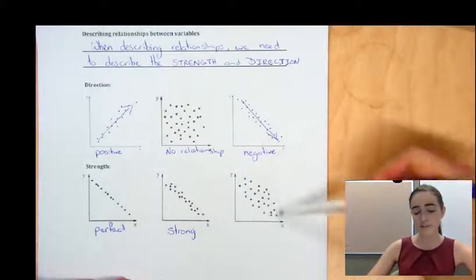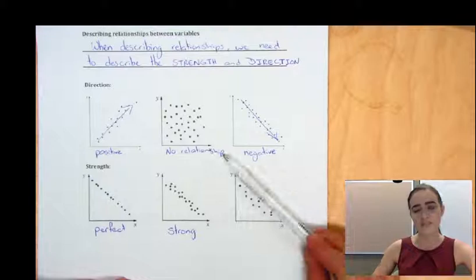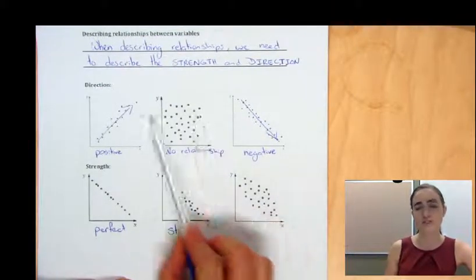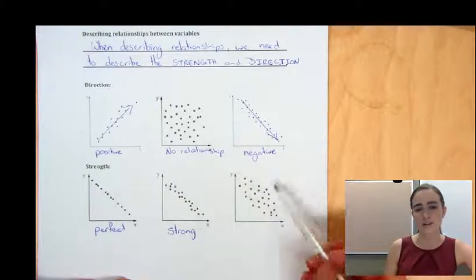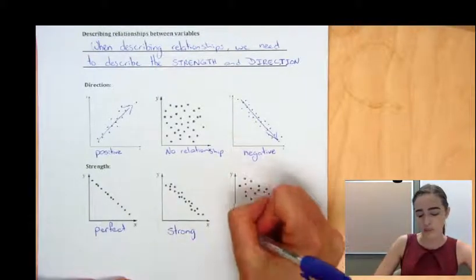And the last one here is they're not really making a straight line at all, but there is definitely still that direction going that way. So we can still see direction. It's not that there's no relationship, but it's not a strong or a perfect relationship. We call that a weak relationship.